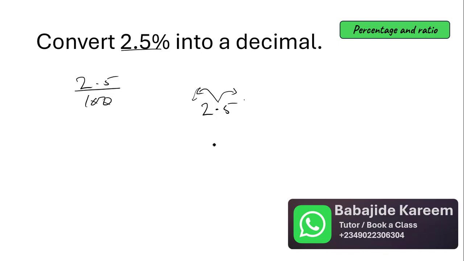So to make things easy, just say 2.5, bring it 1, you bring it 2. Then you fill the space with 0. So this is where the dot will be, and there should be another 0 in front. So what you are going to have is 0.025.